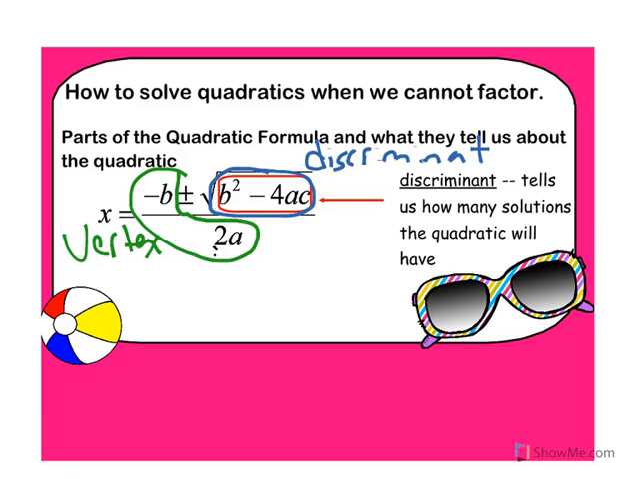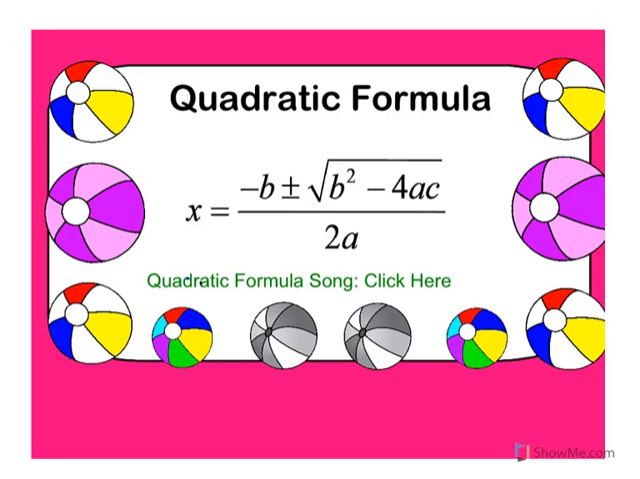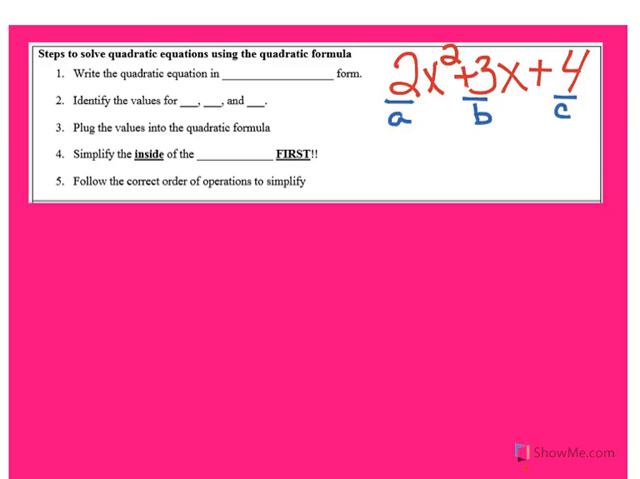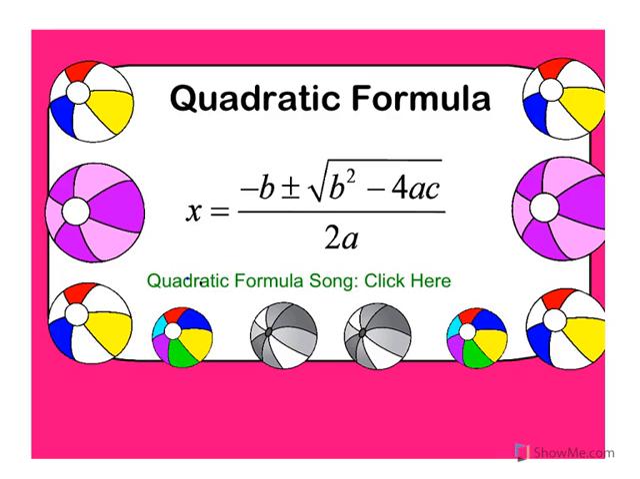So now we're going to take a moment and look at the quadratic formula itself. It says x is equal to negative b plus or minus the square root of b squared minus 4ac, all over 2a. Now, I would love for you to hear the quadratic formula.